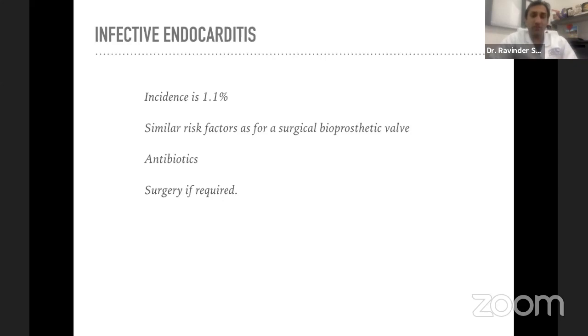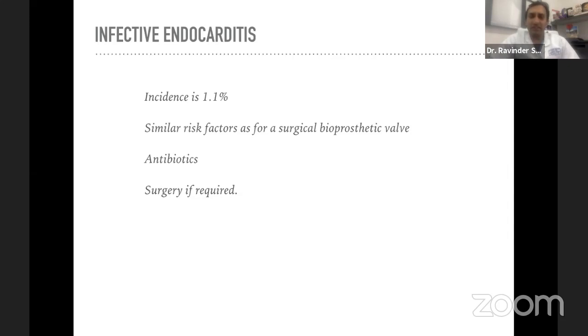The second thing you have to follow up in these patients is infective endocarditis. The incidence of infective endocarditis is around 1.1%, and the risk is similar to that of a surgical bioprosthetic valve. So what is the treatment of infective endocarditis? It is standard, how you would treat all infective endocarditis in a tissue valve. The same protocol is followed. You send them for culture and give them the appropriate antibiotics for at least 4 to 6 weeks, and then you can tailor your antibiotic regimen based on the bacteria which grows in the blood.